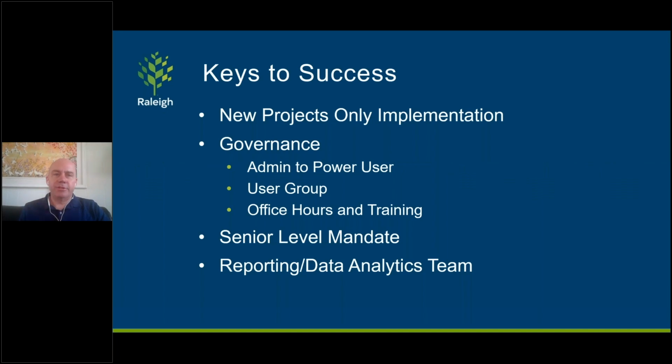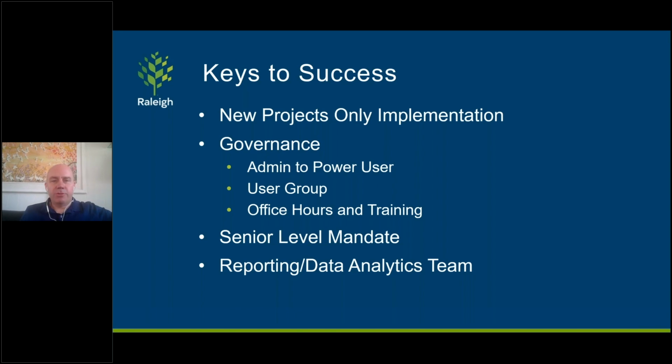So some of the keys to success with eBuilder implementation so far: we decided to only do new projects, not existing or older projects. As a new project would come up, we'd start tracking it in eBuilder, just a slow rollout. And then we have a governance model where each department or division has one or two power users, and we try to give them more privileges and administrative rights to empower them to manage their business, because I don't know the construction business like these people do, so they need to be able to do whatever they need to do in the system.